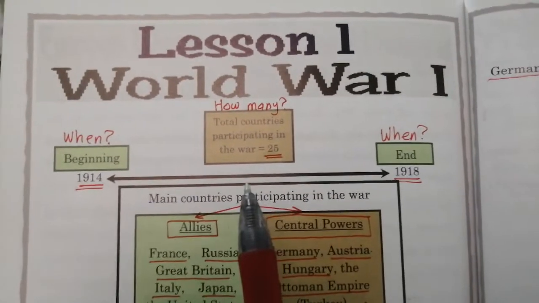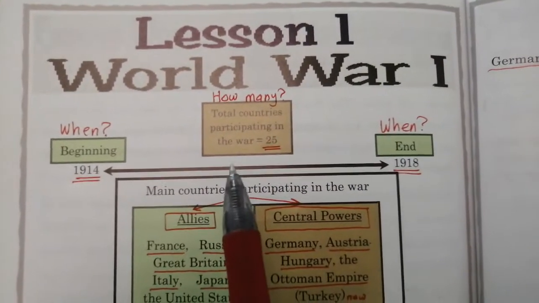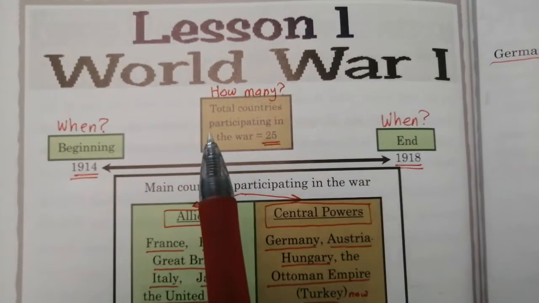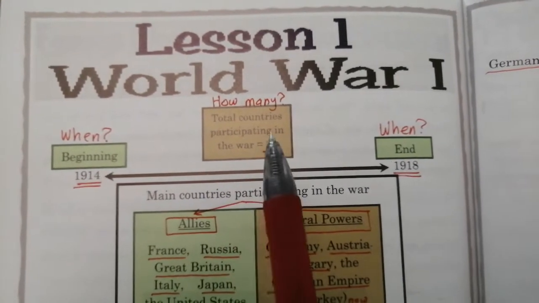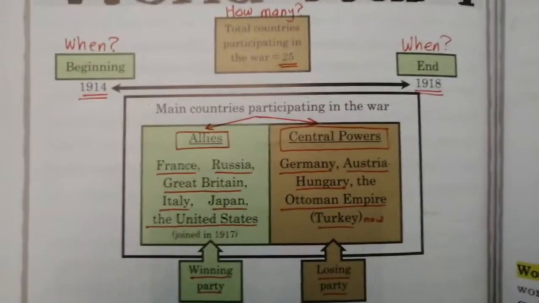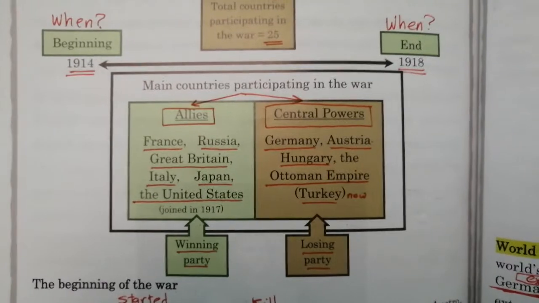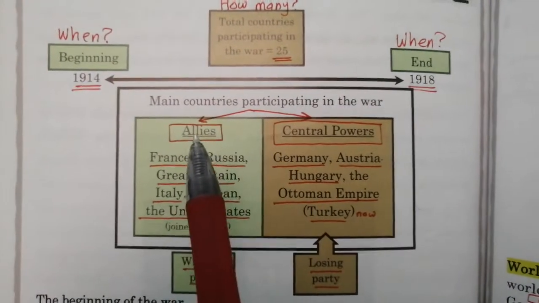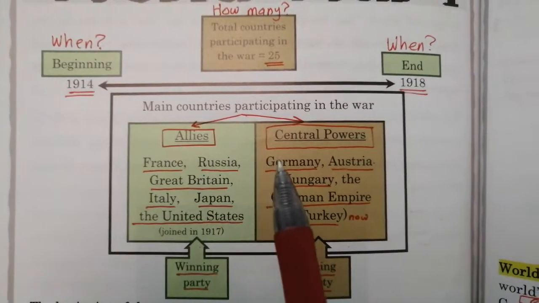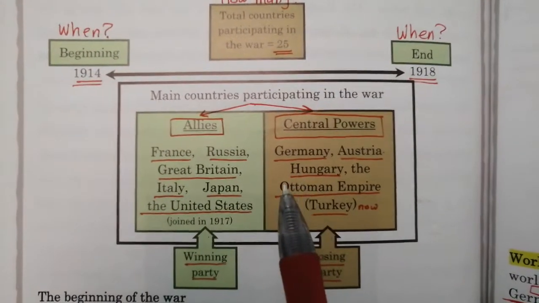How many countries were participating in this war? Total countries participating in the war, they were 25 countries. The 25 countries were divided into two parties. The first party is called the Allies, and the second party is called the Central Powers.